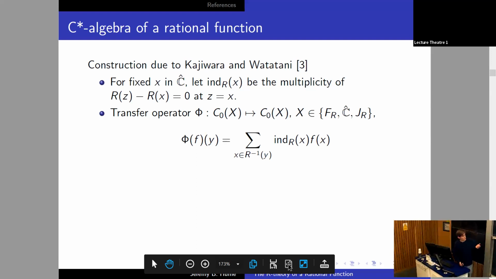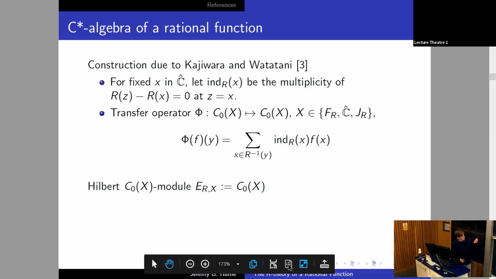It's not too big of a deal because there's only a finite number of critical points. So this index value is only going to be greater than 1 at a finite number of values. And so what you could do is you could construct a crossed product by this transfer operator, and that will give you a C-star algebra. But I prefer the approach of Hilbert modules.